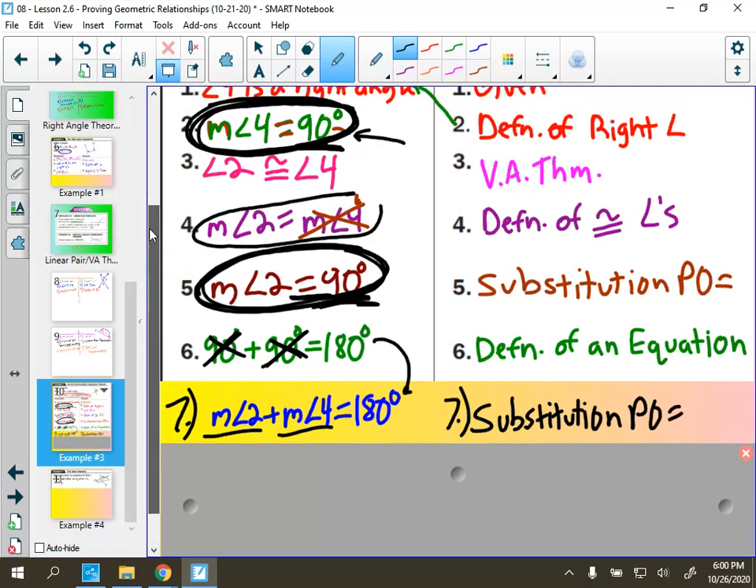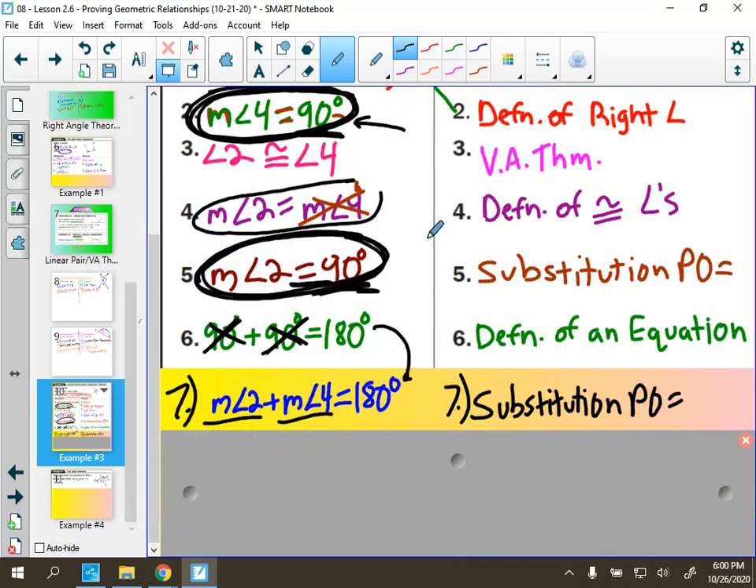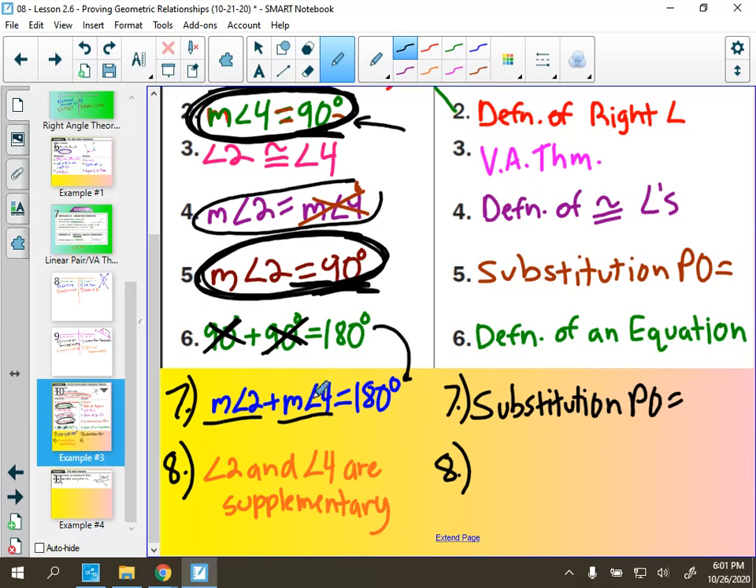If I take a step back and look, it's kind of hard because I keep scrolling here, but what did we want to say in the end? What were we trying to say? That 2 and 4 were supplementary? I think we're really darn close right now. We've said that when we take the measure of 2 and the measure of 4 and add them together, we get 180 degrees. That's pretty much what it means to be supplementary. Not pretty much, it is what it means to be supplementary.